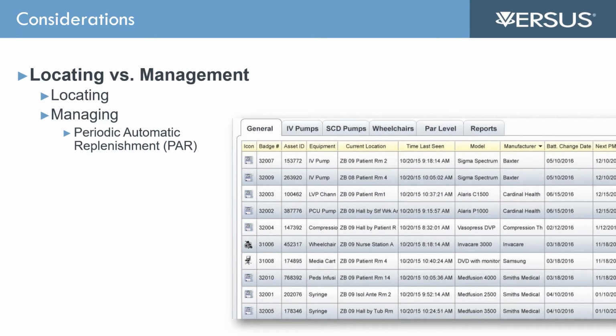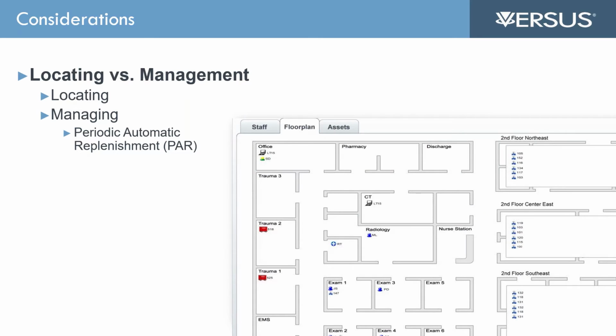It might be something like a list view here, where you can look and see, hall by patient room such and such, that's where it is. The staff can look on a list. They can walk right to the piece of equipment. Perhaps it's a floor plan view or a different type of view that gives you either a specific or general location. But just the ability to use technology to look and see where something is saves time.